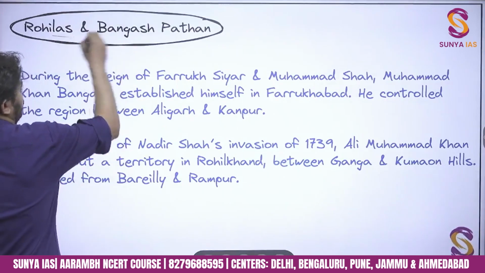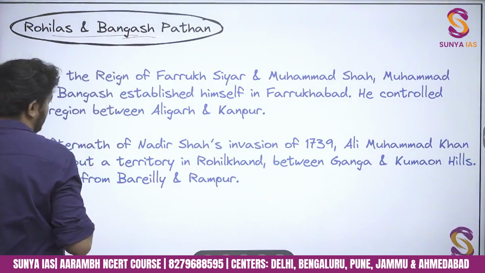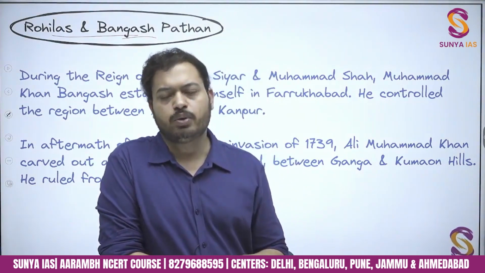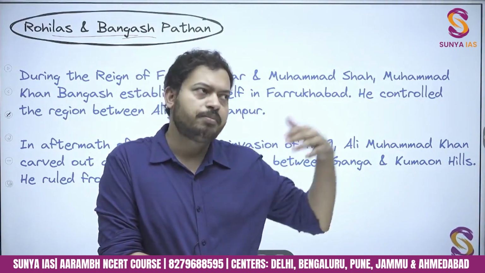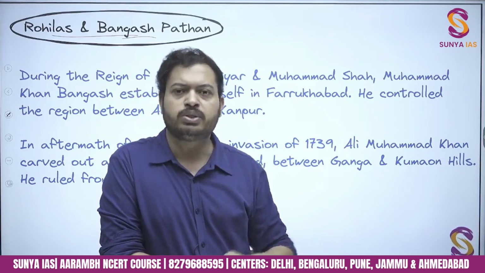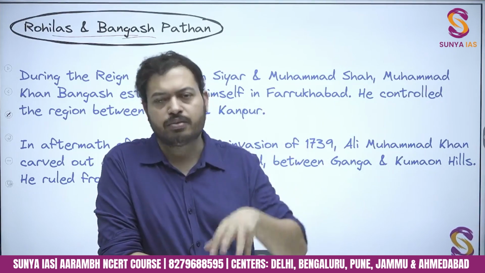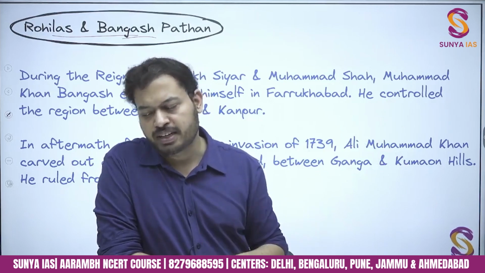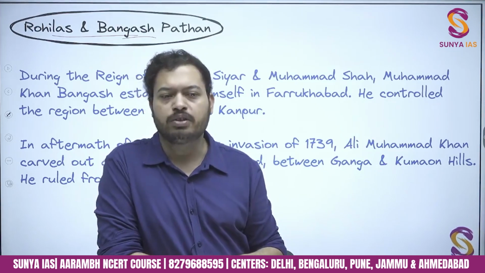Now, Rohilla and Bangash Pathan. Now, I told you when I was teaching you about Farrukhsiyar, I have told you that look, Farrukhsiyar was someone who, when his father Muizz-ud-din was dead, declared himself to be the ruler. Although Jahandar Shah was in power in Delhi, and so he went into hiding and he established himself at a place, and that place only later on became Farrukhabad, which is in UP right now. Now, this place, Farrukhabad, why was he allowed and how was he placed there?